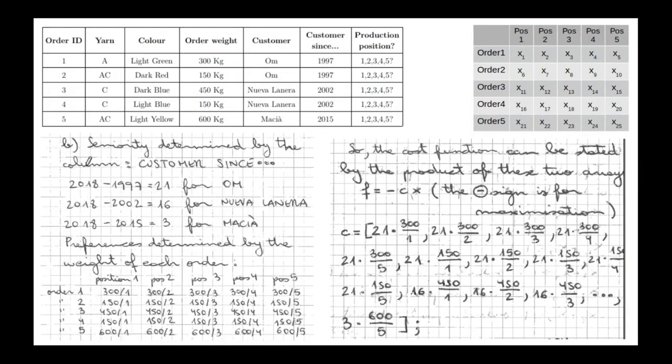Well, what about the cost function? The cost function will be a linear combination of the elements of the optimization array, as you remember from our lectures. First of all, what about the seniority determined by this column, customer since? Let's suppose that we are in 2018. Then you make the difference because you know that this customer has been working with you since 1997. So you do the difference and then you have 21 years for this customer. The same goes for the other customers, and the numbers are 16 and 3.